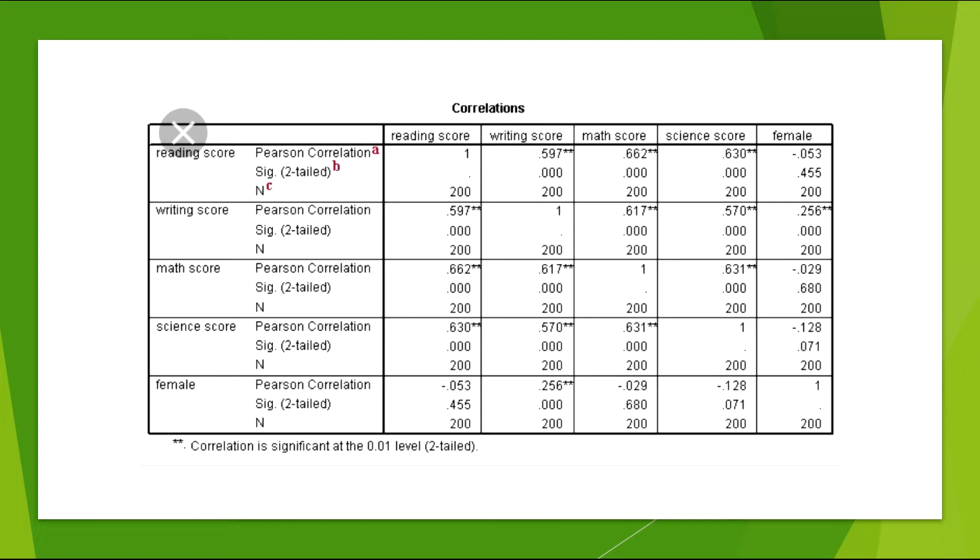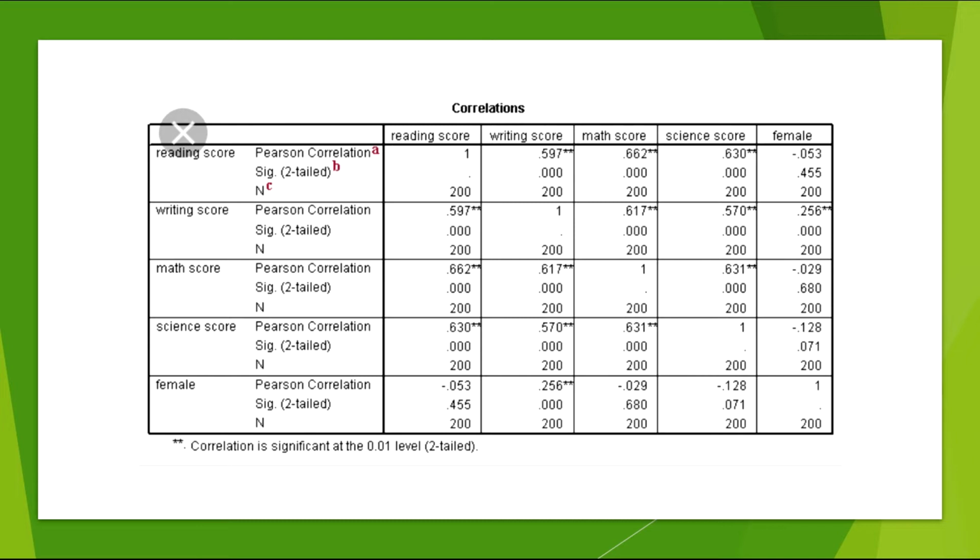Here, how to read the analysis is by looking at the row and the column. This is the column of female, and you can read the relationship between reading score and female. This is the reading score, this is the female column, so you read the relationship here. Writing score and female as the DV is going to be here, math score and female, the relationship is going to be here, as well as science score. If you look at female and female, it is going to be 1.